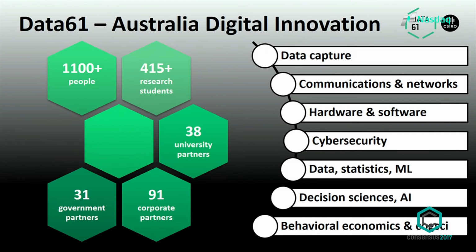We're about 1,100 people, including about 400 PhD students. So we do a lot of academic style research, but we have deep partnerships with a lot of universities in Australia and government and industry in Australia. And because we're so big, we really have quite a broad scope: the whole data pipeline from sensing through to communications and AI and ML and so on.